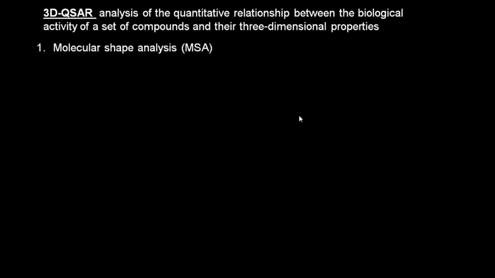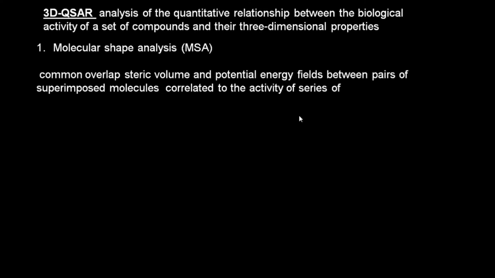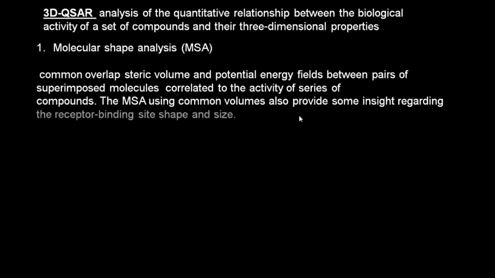One is called the molecular shape analysis approach. What we do here is look at the common overlap steric volume and potential energy, because it's the molecular shape between pairs of superimposed molecules. They are correlated to the activity. It uses common volumes and provides some insight regarding the receptor binding site shape and size, because it has more to do with the volume. That's the molecular shape analysis.